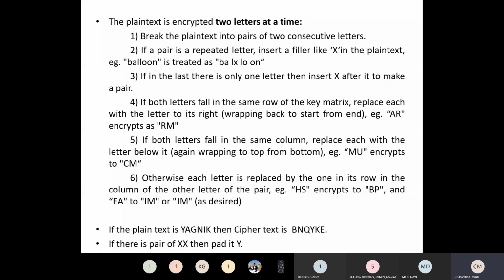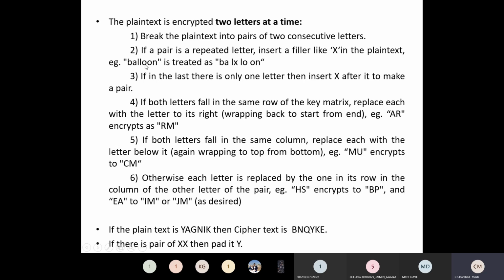The rule here that we have to remember is that if in a single pair we get two same letters, then we have to fill it with a filler like X. Means we have to do padding. If the same letters come in a single pair, then we change the second letter to the filler. Here one example is also given. See the balloon. The first pair is BA, the second pair is LL. But see, LL is the same letter. So for the second occurrence we have to fill it with X.